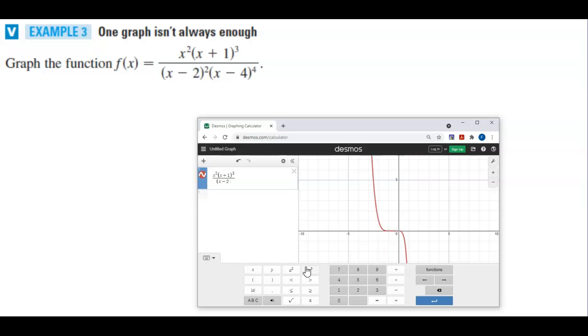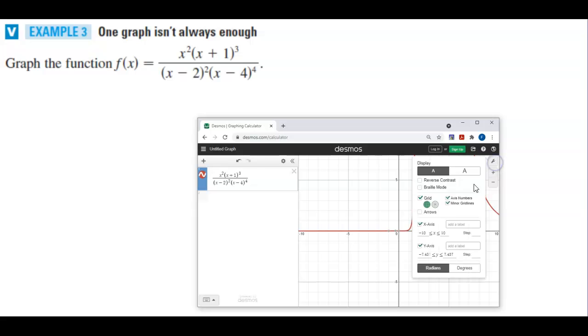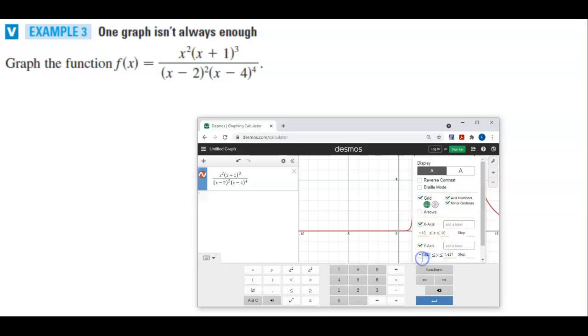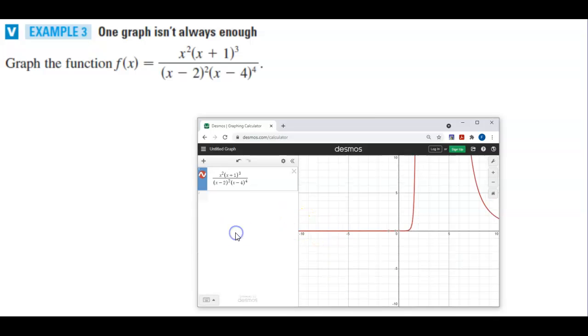Okay, x minus 2 squared times x minus 4 to the 4th power. So let's put in the viewing rectangle of negative 10 to 10, and also for the y-axis from negative 10 to 10 as well. What we can see here is a graph that shows the function f of x. From this figure, we have the feeling that we're probably going to have to zoom in a little further to see some finer detail.